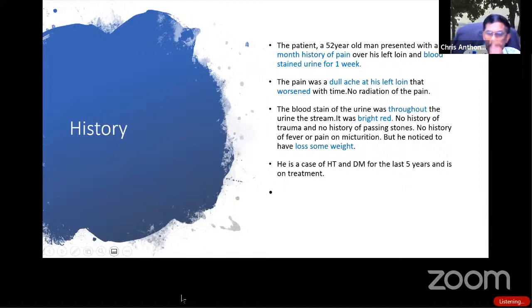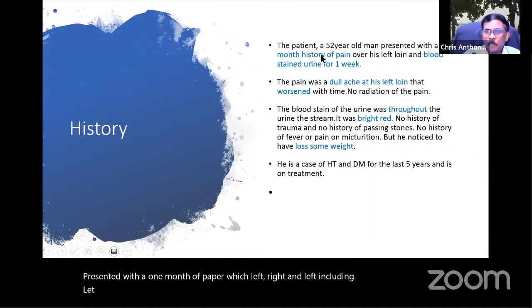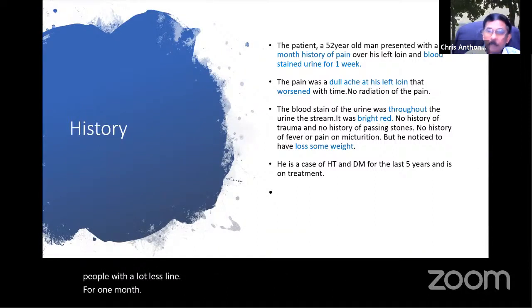Okay, this is a patient with a history: a 52-year-old man presented with a 1-month history of pain over his left loin and blood-stained urine for 1 week. So this is the chief complaint. Pain over the left loin for 1 month and blood in the urine for 1 week, in a 52-year-old man.